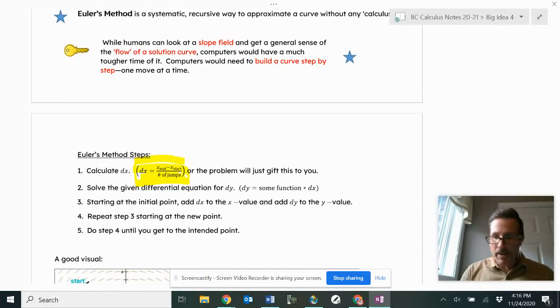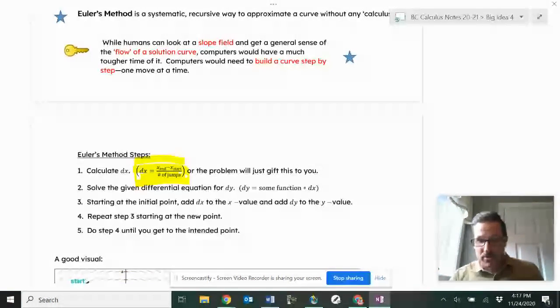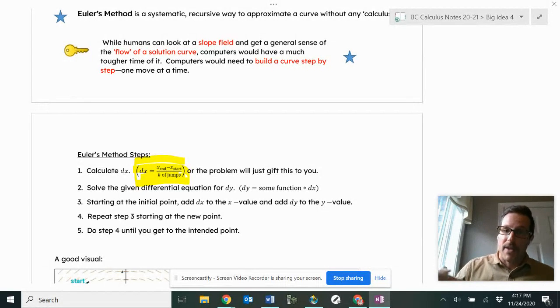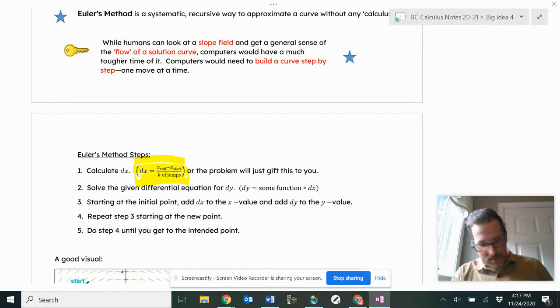Okay, then we're going to have an initial point. We're going to be adding dx to the x values, and we're going to be adding dy's to the y values, but we're going to have to recalculate that value of dy at each new point. So we're just going to continue that process: add dx, calculate dy, add dy, continue that over till we get as far as we need to go.